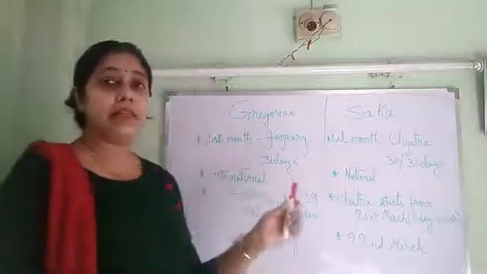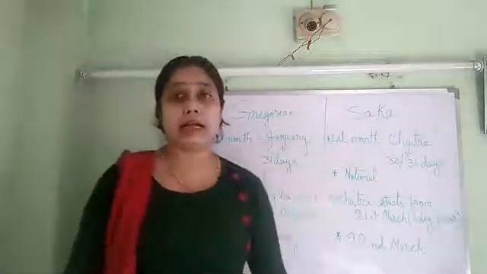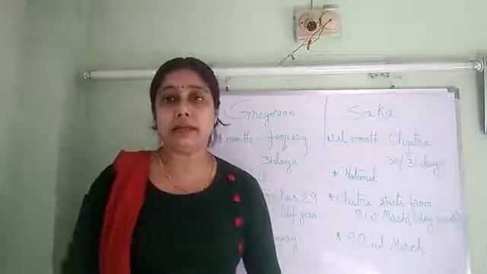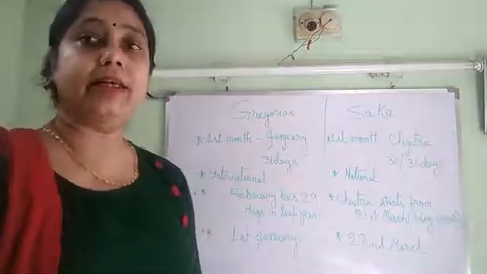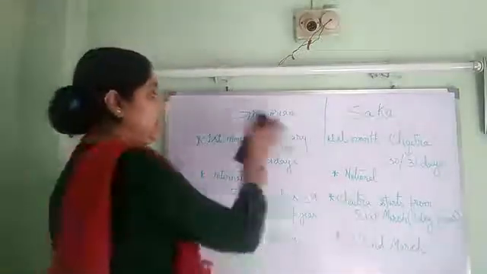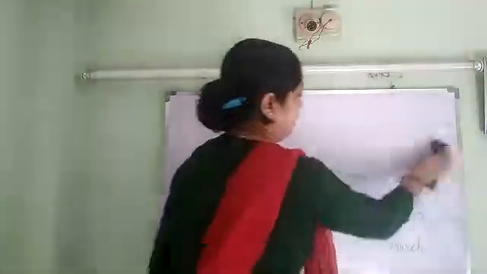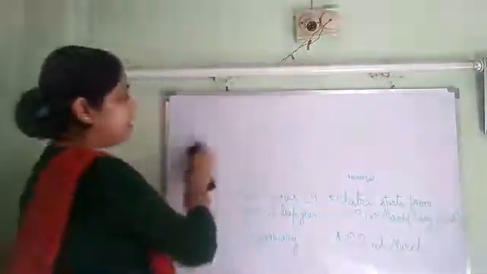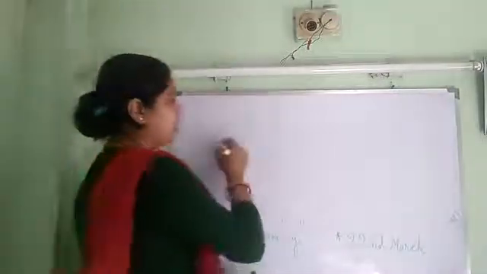So these are the very basic differences between the Gregorian calendar and the Saka calendar. Now let us come to the timeline. Timeline means historians have divided the time period into two groups, that is, one is AD, the other one is BC. AD and BC are divided so that history can be properly understood in a nice way.